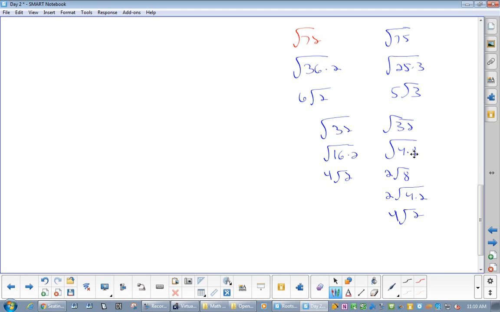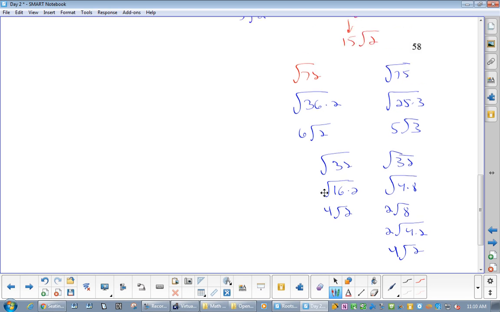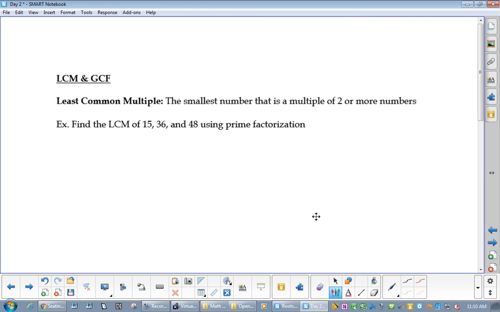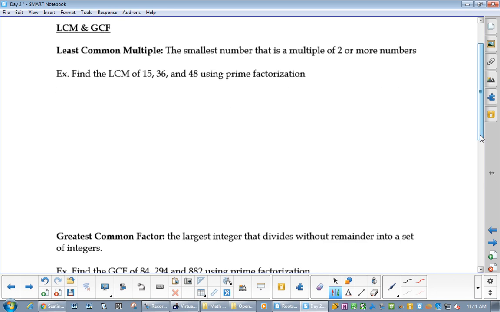So this person that put a 4 here and they get 2 root 8, they're like, oh, I wouldn't have seen the 16. And I go, no, that's good, but you've got to keep going if there's still another perfect square in there. Okay? And you have to know your perfect squares and your perfect cubes. So I did these with you already. So I want to do LCM and GCF.